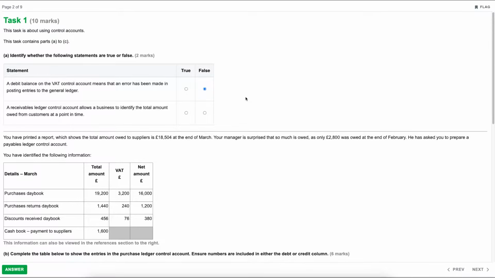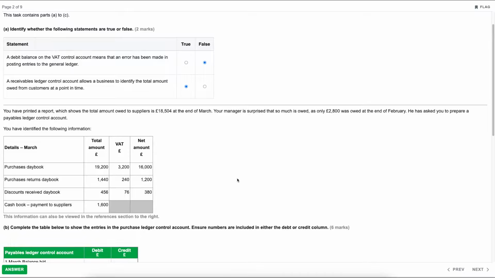The next one then, a receivables ledger control account allows a business to identify the total amount owed from customers at a point in time. So that would absolutely be true. That's exactly what the receivables ledger control account does show us. So it represents all our individual customers within the general ledger. So it effectively puts all those balances into one account. And as I said, that represents all our customers, so effectively our total on our sales ledger, and represents that within our nominal ledger. So that would be true.